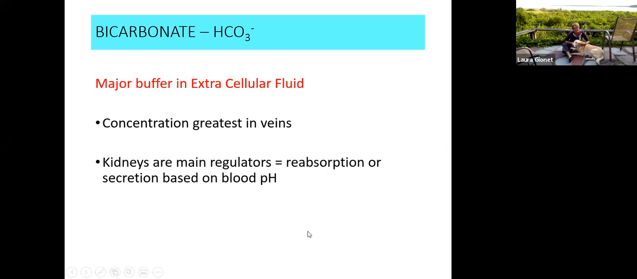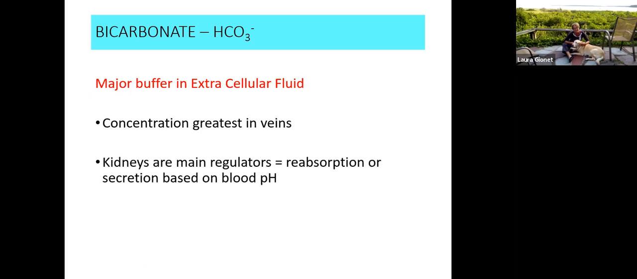Bicarbonate is the major buffer in extracellular fluid. Its concentration is greatest in the veins, where you have higher levels of carbon dioxide, because that is what you've now captured at the capillary level and is now being transported to the lungs, where you can exhale it essentially. But we start buffering that very quickly. Remember, the carbon dioxide will interact with water in the carbonic acid cycle and start producing more hydrogen ions and bicarbonate ions. So its concentration is highest in the veins.